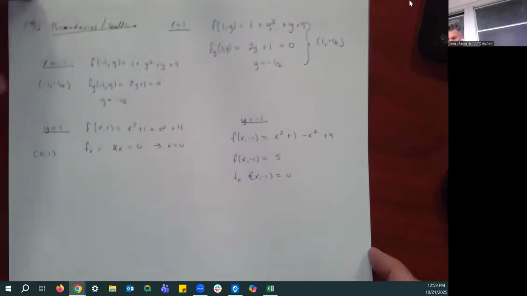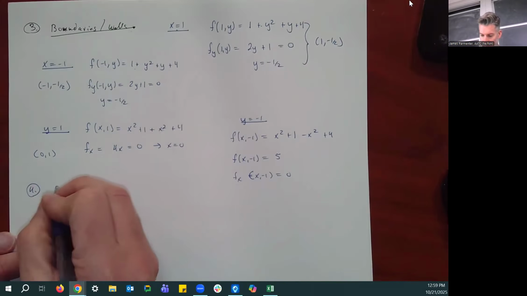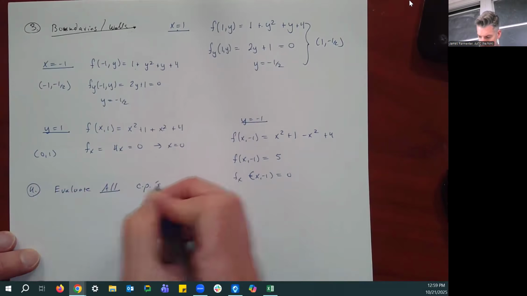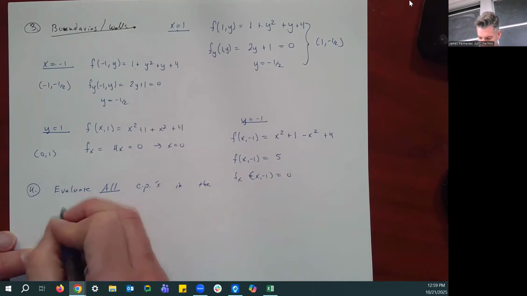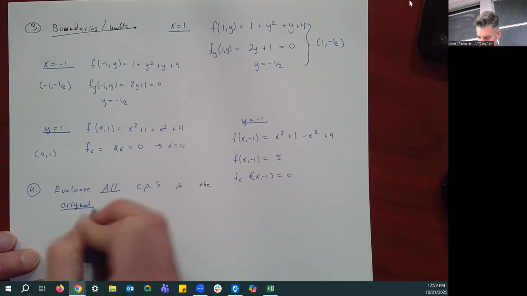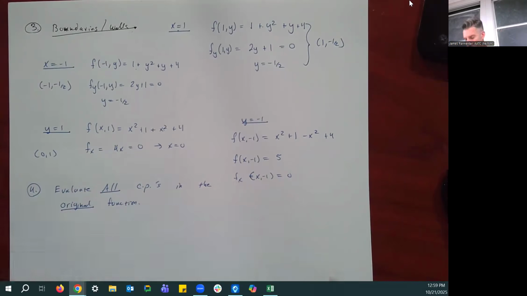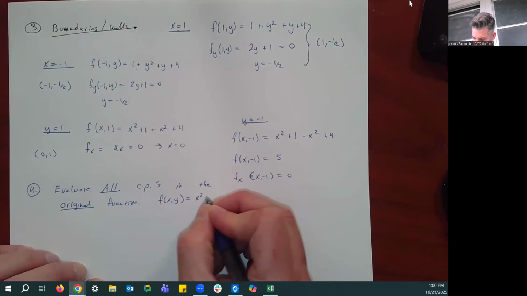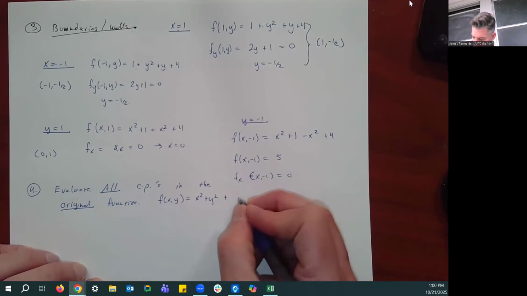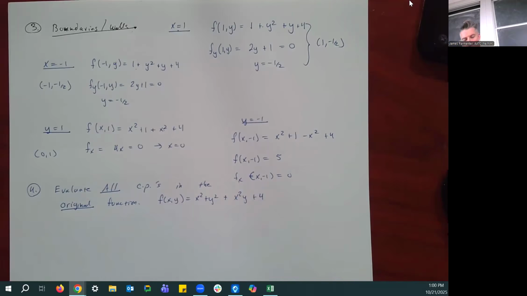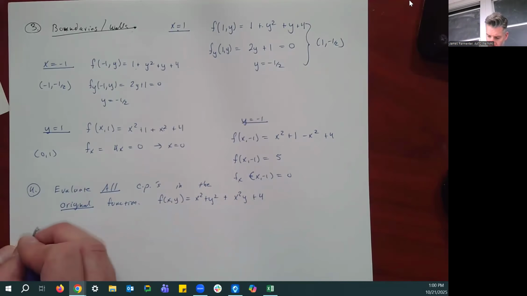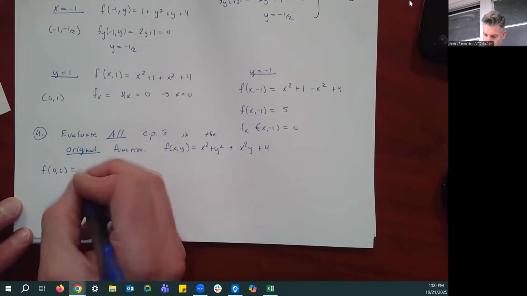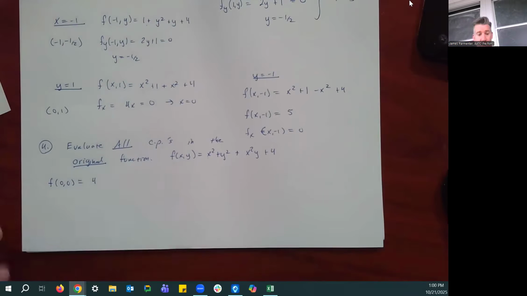So finally, evaluate all critical points in the original function. Again, let's write it again over here just so I remember what it is. f of x comma y equal to x squared plus y squared plus x squared y plus 4. So let's see. If I plug in 0, 0, f of 0, 0 is going to equal 0 plus 0 plus 0 plus 4. I think you should show as little work as possible here.